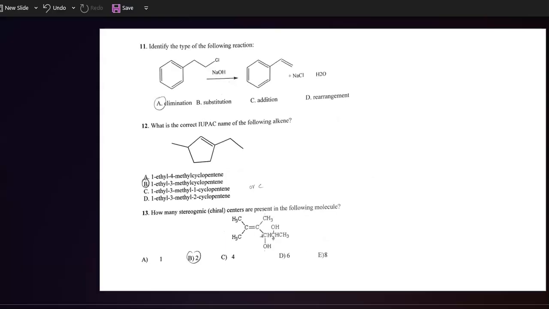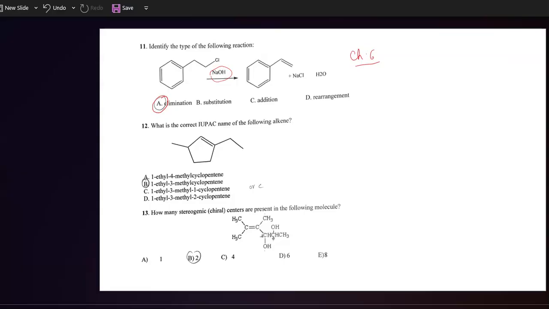Next question: identify what type of reaction this is. This is again chapter 6, where we studied the different kinds of reactions like elimination, addition, substitution, and rearrangement. In this case, by now you know after learning chapter 11 that whenever an alkyl halide is treated with a strong base, an elimination reaction happens. That's how you end up forming a double bond. So this is an example of an elimination reaction.